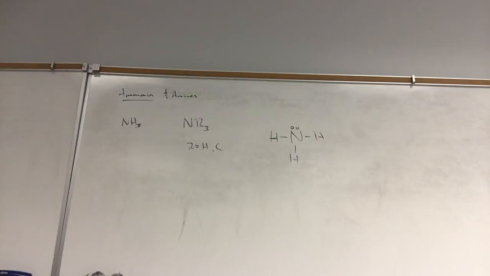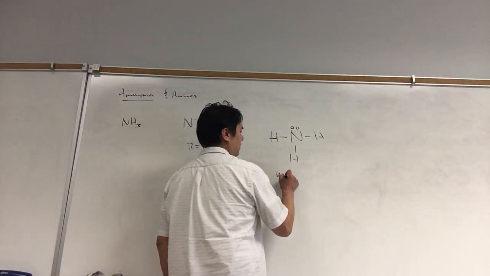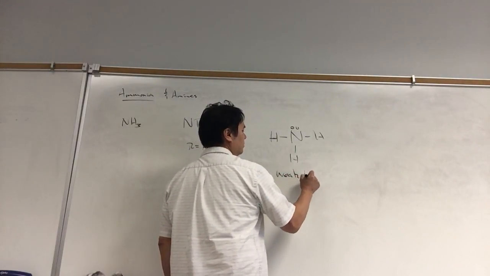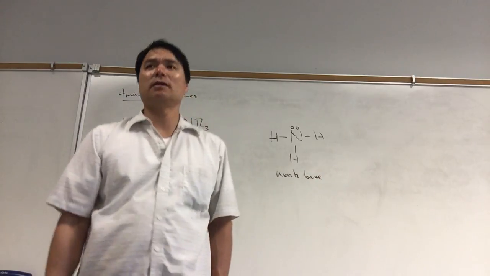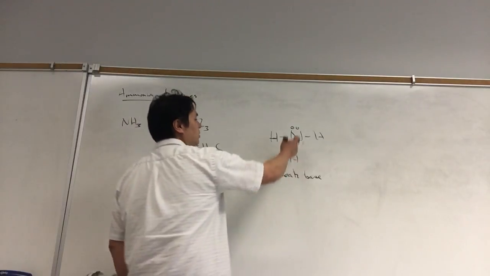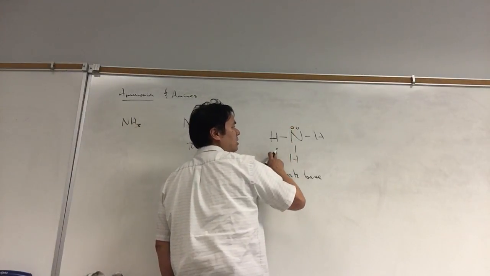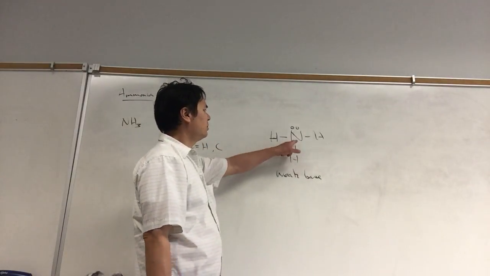Anything else you know about ammonia? One of the properties that we're going to look at is it's a weak base. Ammonia is a weak base. So what makes it a weak base? What makes it a weak base is that it's a proton acceptor. Ammonia will accept a proton. Proton is positively charged. What about ammonia? Where does that proton go? It's going to go on the nitrogen.